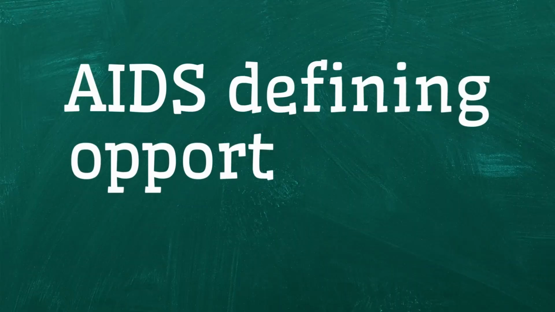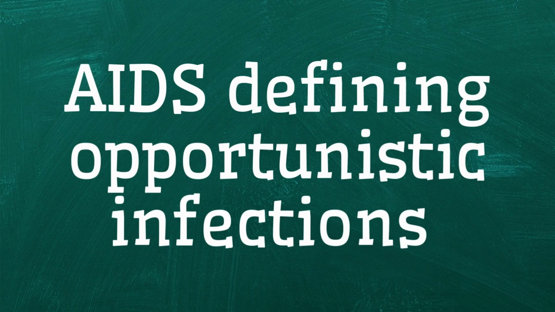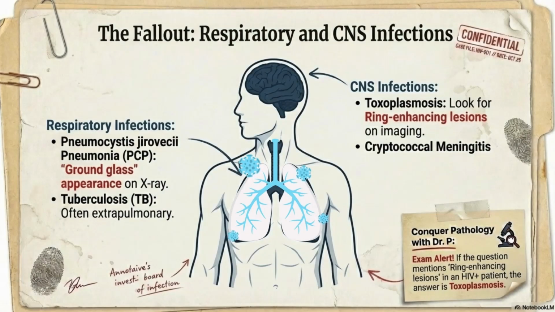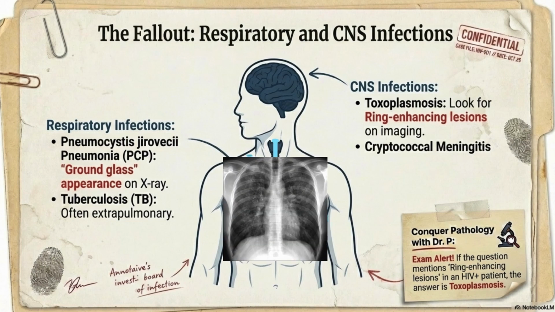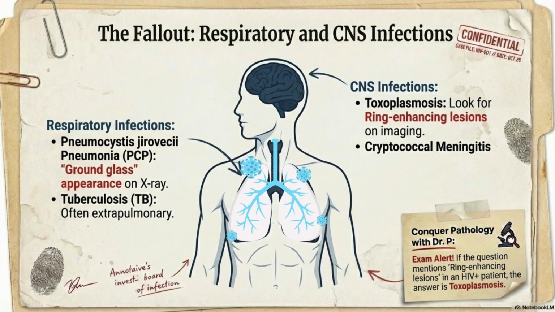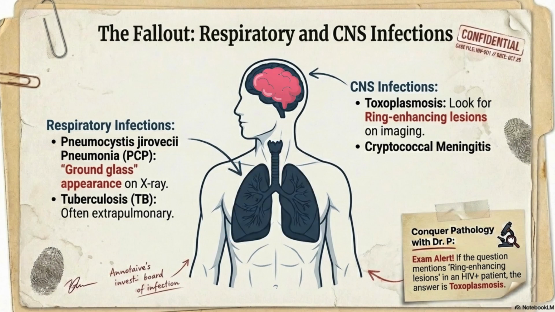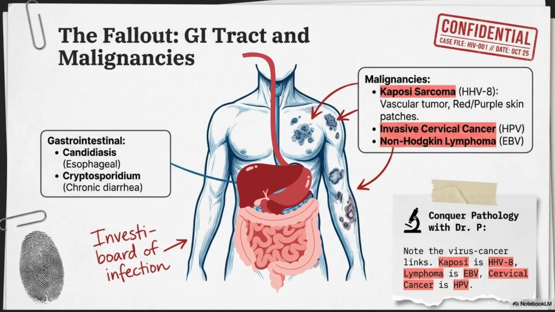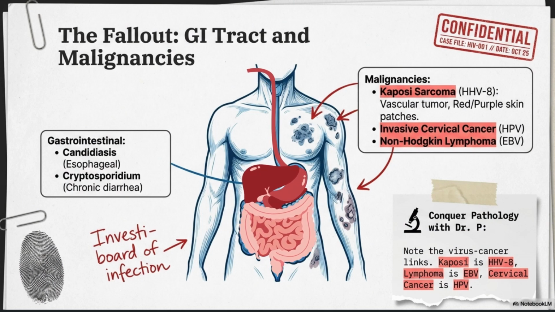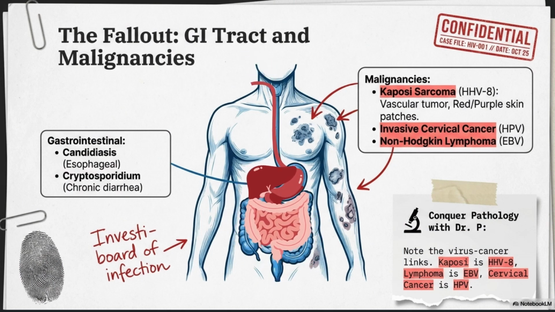Now let's see AIDS defining opportunistic infections. Respiratory. Pneumocystis jirovecii pneumonia. It gives ground glass appearance on X-ray. Tuberculosis, often extrapulmonary. In CNS, we see toxoplasmosis, the ring-enhancing lesions, and cryptococcal meningitis. In GI, we see esophageal candidiasis, cryptosporidium, causing chronic diarrhea.